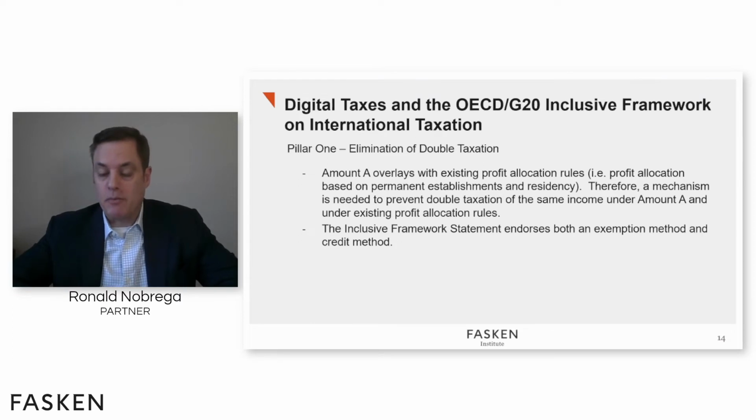This slide deals with the elimination of double taxation. Obviously, amount A, the allocation rule, will overlap with the traditional rules of permanent establishment and residency. So there's a need to have a mechanism to eliminate double tax. The first step is to identify which entities will be paying tax under amount A. And then the residency country would be expected to exempt that income that's been shifted under Amount A to market jurisdictions, or to provide a credit against its own tax for the tax paid in the foreign jurisdiction that has had an Amount A allocation to it. The Inclusive Framework, the OECD, is really endorsing either this exemption or credit method.